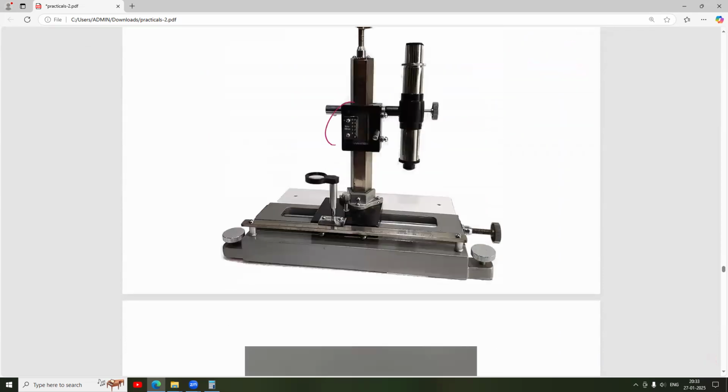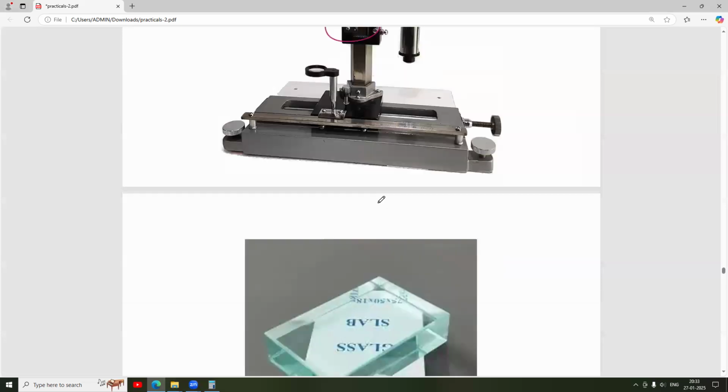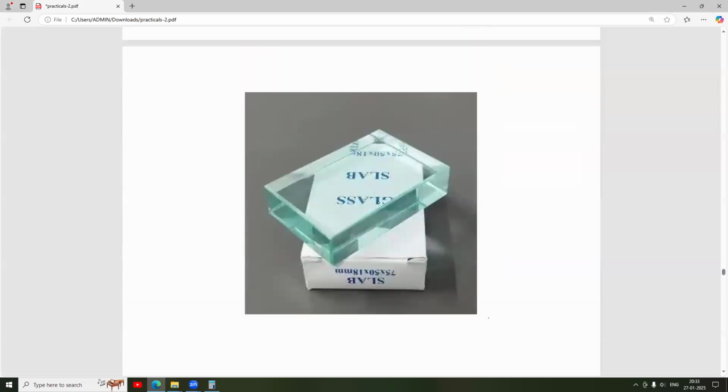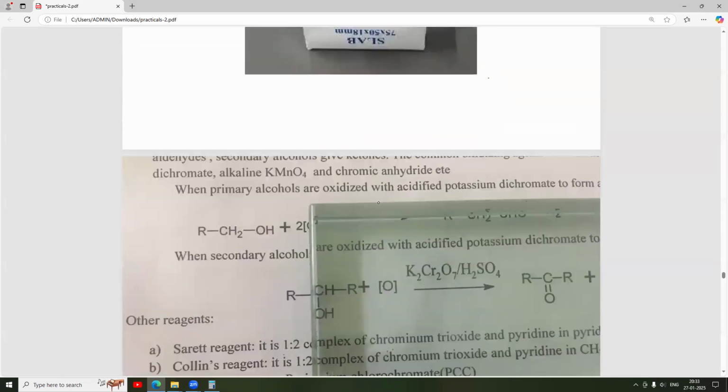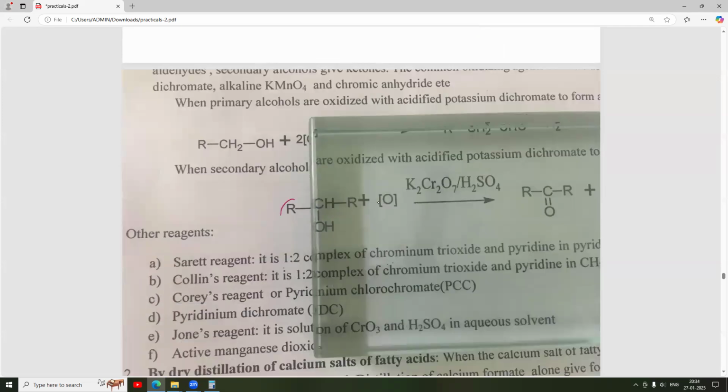So you have to take readings here. When you keep the glass slab over any printed letters, they appear to be shifted upwards like this. So you can see it here. These letters appear in the same position, whereas these letters appear to be shifted closer to you. That is because of this glass slab.